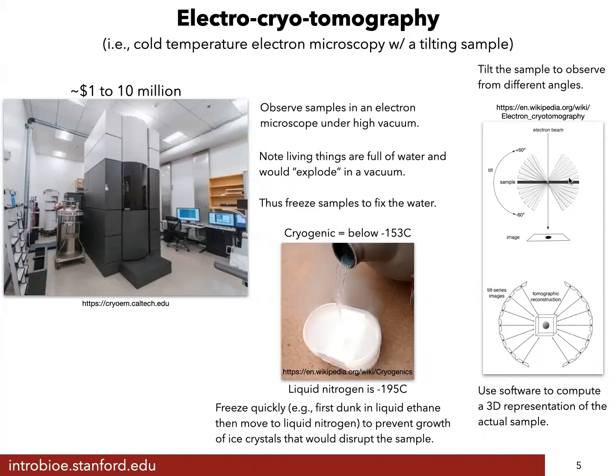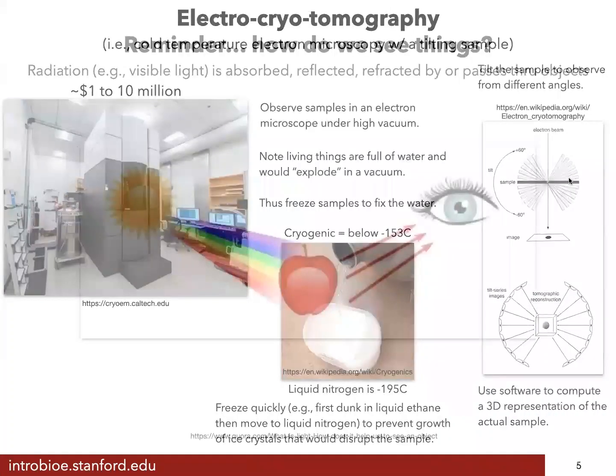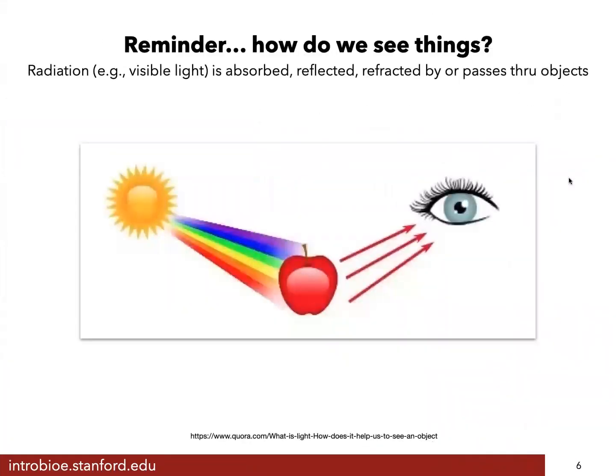But let's dig in a little deeper just to make sure we have a good foundation for how seeing things relates to bioengineering. To do this, we've got to remind ourselves how we see things in the first place. If I'm looking at an apple, how come I can see an apple on an apple tree outside? That's because there's sunlight, and the sun is emitting various forms of radiation, for example, visible light. And that light has different wavelengths. When it encounters an object, some of that light can be absorbed by the object, reflected, refracted, or passed through the object.